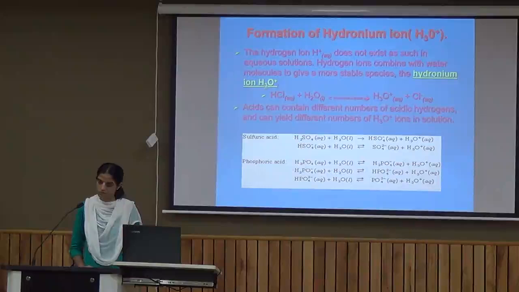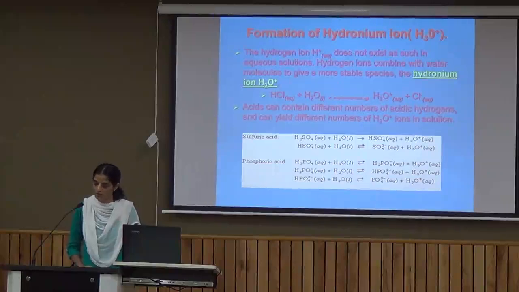Now how is this formed? When hydrochloric acid is placed in water, it first forms hydrogen ions and chloride ions. These hydrogen ions combine with a water molecule to form hydronium ion, which is comparatively stable as compared to hydrogen ions. We had just now read the basicity of acids, that different acids yield different numbers of hydrogen ions in solution. So accordingly, the hydronium ions will be formed.